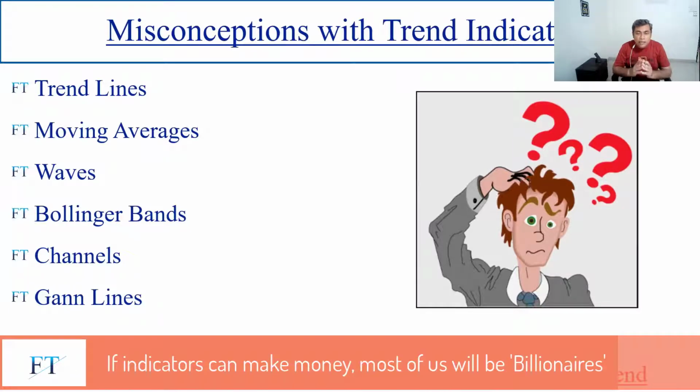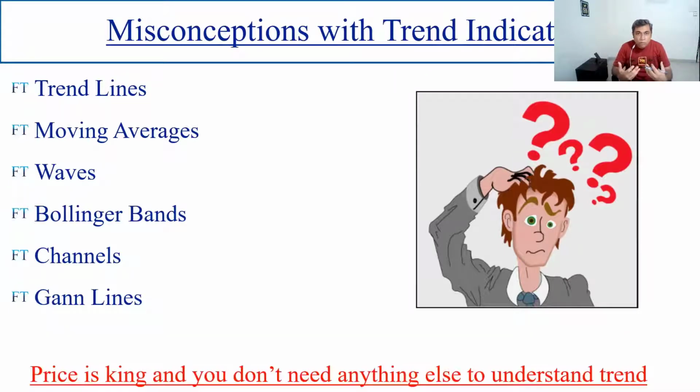But believe me, that is not the case. If you understand the basic thing, which is price, how it forms trends, how it forms support and resistance, trust me, you will never fall into any sort of indicator trap. In fact, you will get rid of these indicators as soon as possible. That is why I have given a quote at the bottom: price is king, and you don't need anything else to understand the trend except the price itself.